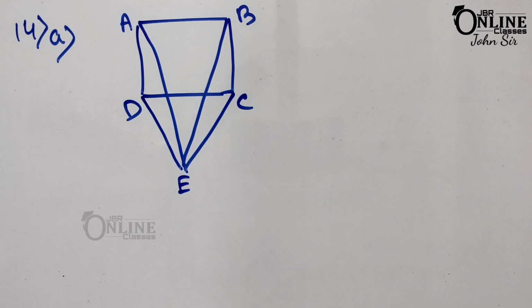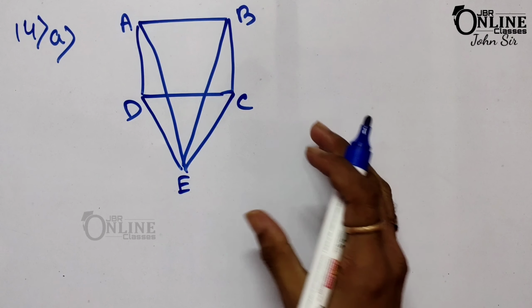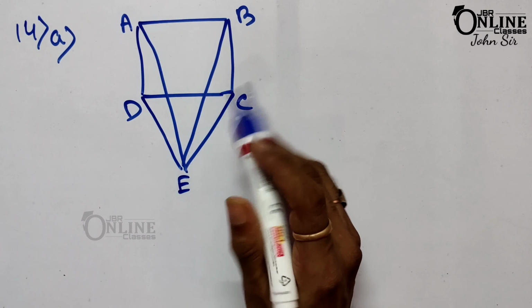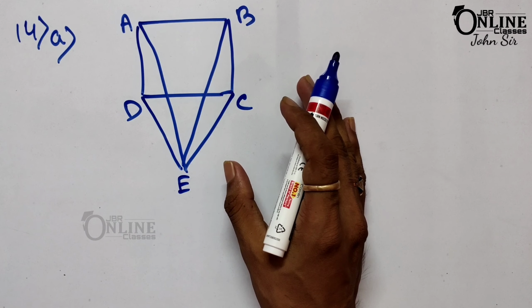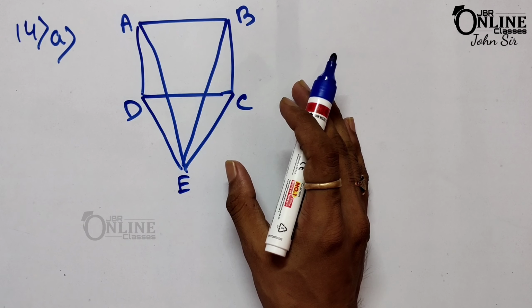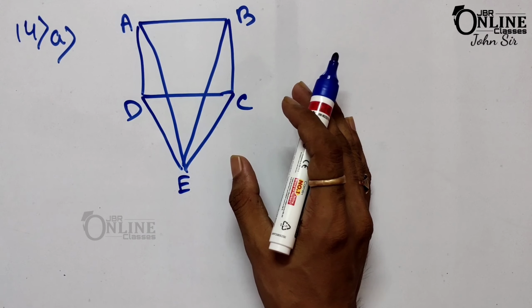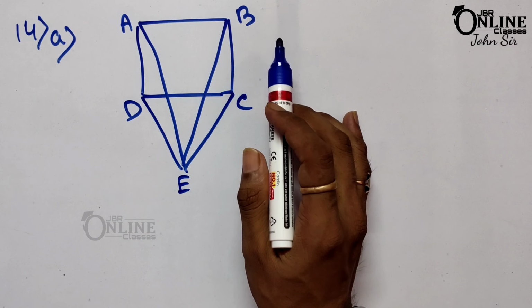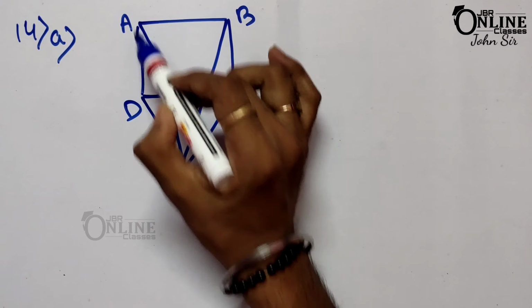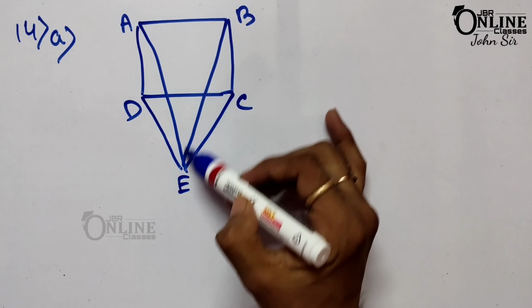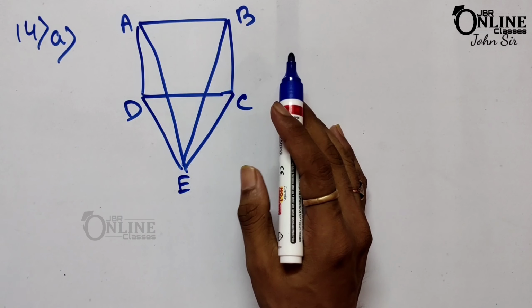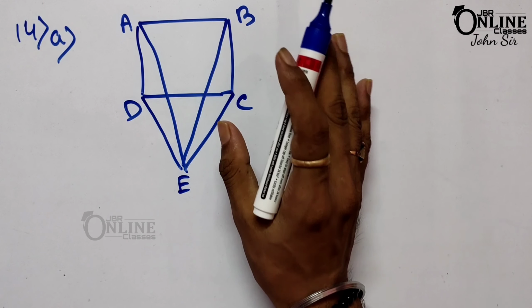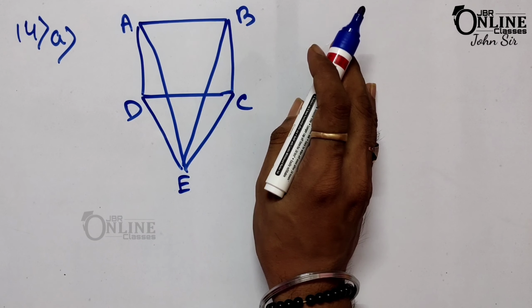Now sum number 14a. In the figure given below, here CDE is an equilateral triangle, formed on the side CD of a square ABCD. So prove that triangle ADE is congruent with BCE, and also that AEB is an isosceles triangle.